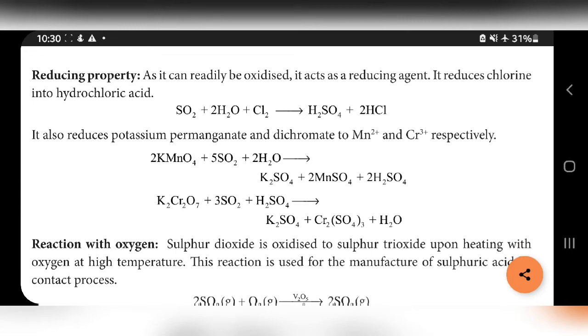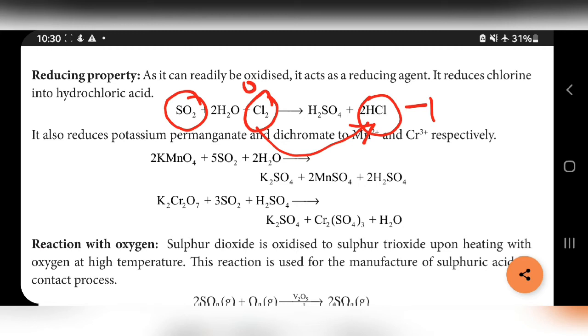Reducing property. As it can readily be oxidized, it acts as a reducing agent. It reduces chlorine into hydrochloric acid. See here, the charge of the chlorine is 0. It is converted into hydrochloric acid, where the charge of the chlorine in HCl is -1. Charge is decreased, that is, reduction takes place because of sulfur dioxide. So it acts as a reducing agent. For that, one example is given.